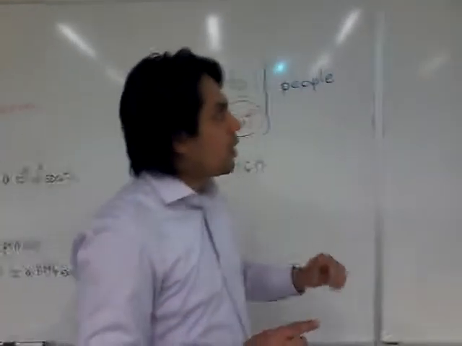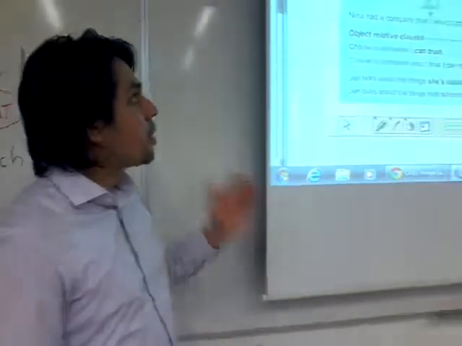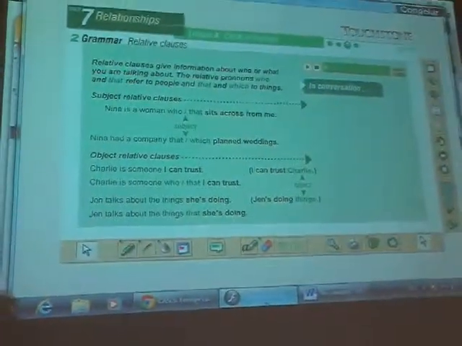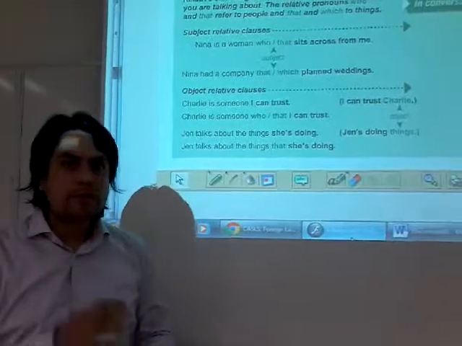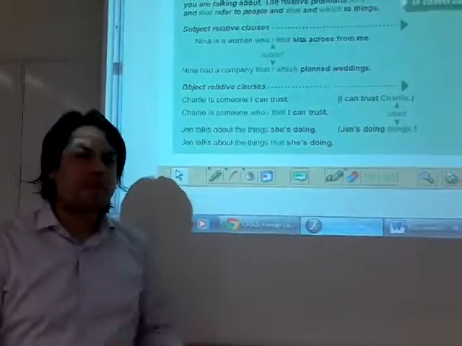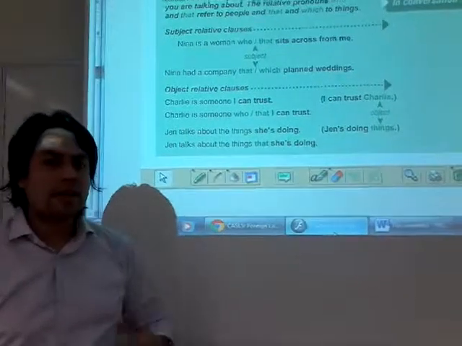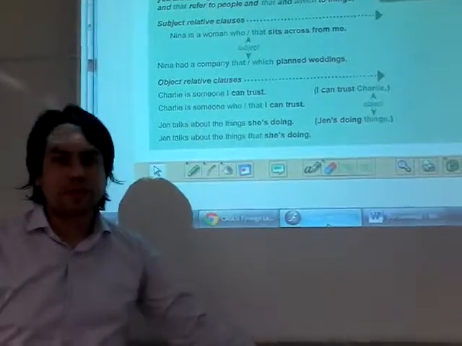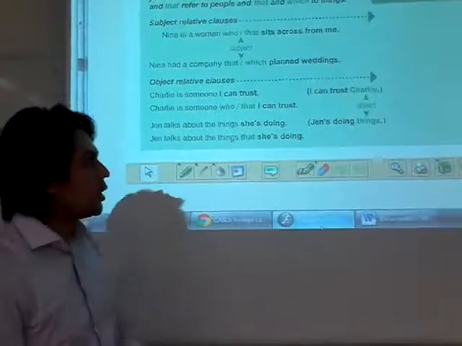Okay? So now the other interesting topic here is about subject relative clauses and object relative clauses. What is the difference? Well, you have to remember what the subject is and what the object is in a sentence. The subject is what comes before the verb, usually the doer. And then the object comes after the verb, the word that receives the action, usually.